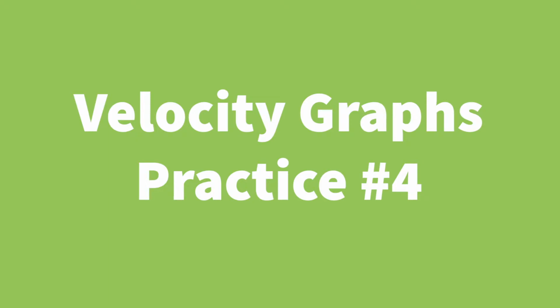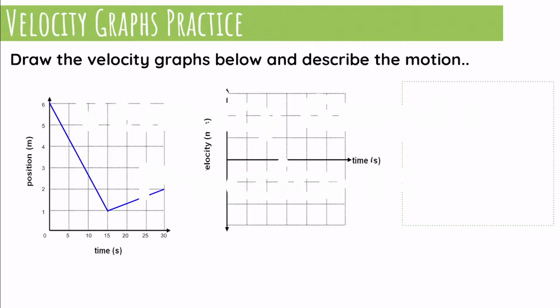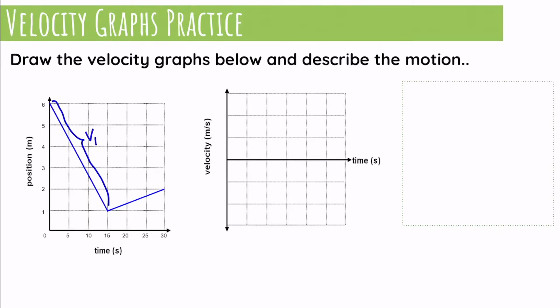Welcome back, everybody. We're going to be completing velocity graphs practice number 4. Here we have two sets of motion. We're going to find the velocity for the first segment, which we'll call V1, and then the velocity for the second segment, which we'll call V2. You'll notice that there are two different slopes, so we'll need to do the math to figure out what the slope is.